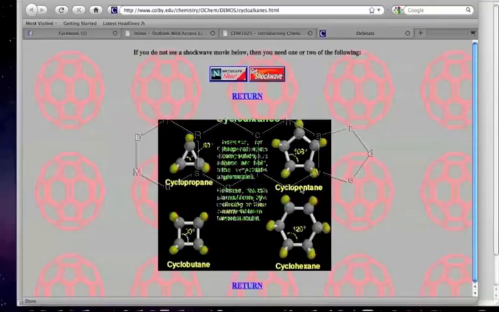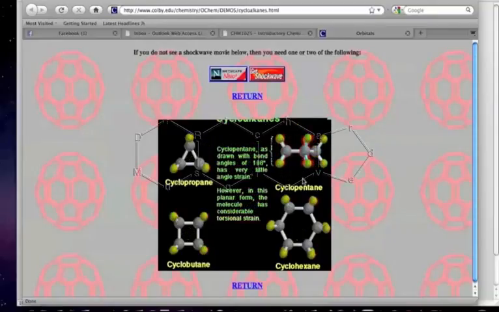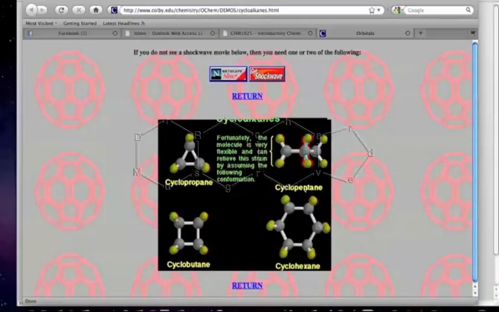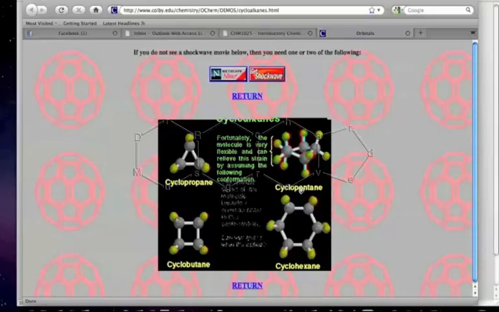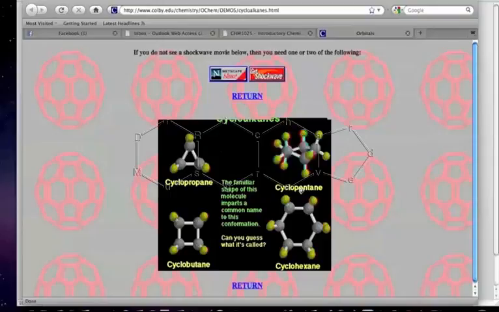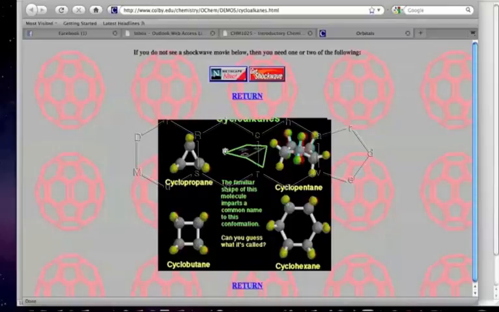Alright, let's take a look at cyclopentane. Now, cyclopentane is in a pretty good situation. It looks as though these are all eclipsed, but cyclopentane can do something that the other ones can't do. It can shift out of the plane into a shape that looks a lot like an envelope. So you've got one carbon down here and the other carbons like this, but this is not a static situation.